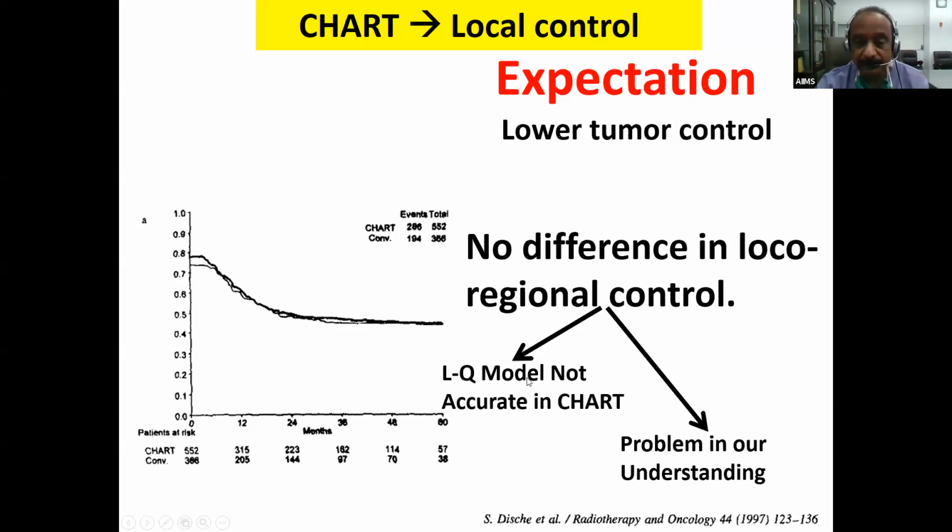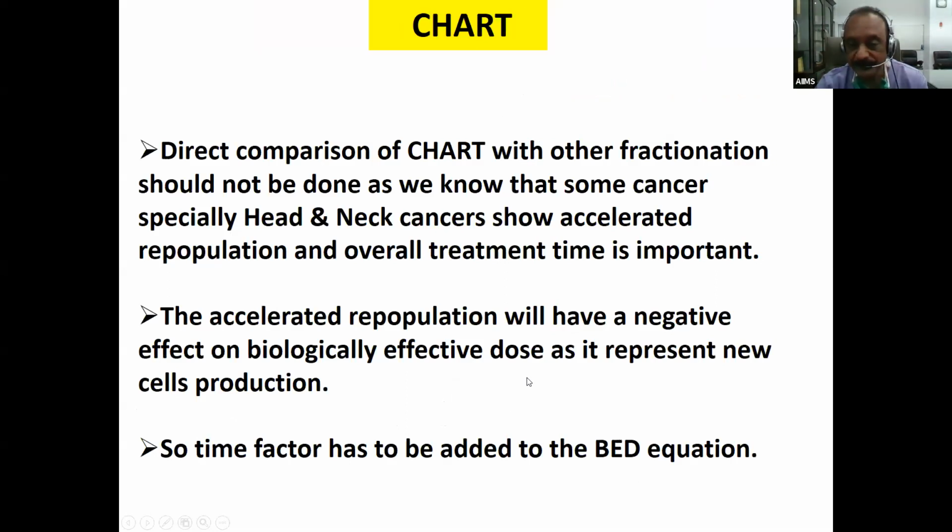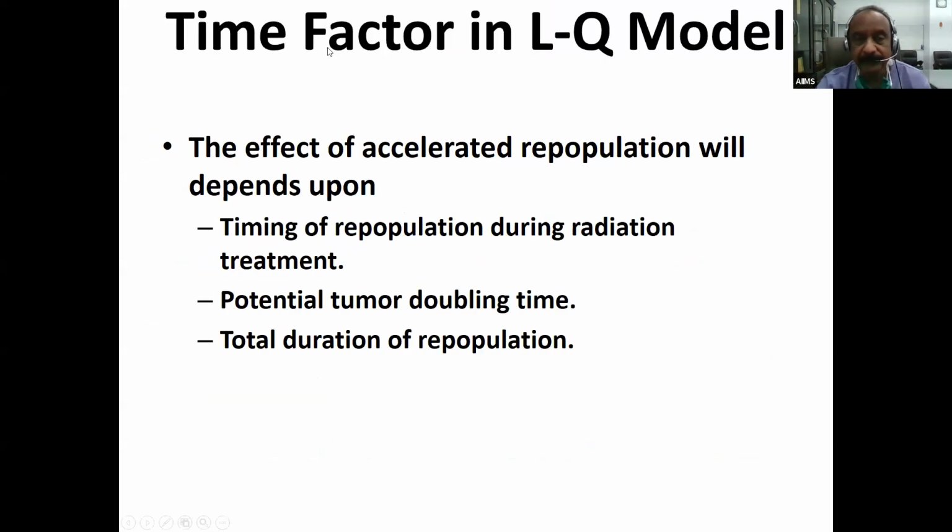So you cannot compare directly CHART, which is completed in 12 days' time, with a schedule which completes in 6 weeks' time. You cannot compare unless you incorporate a time factor in the linear quadratic model. So we need to incorporate a time factor in the linear quadratic model, and this time factor will depend upon many factors like timing of repopulation during radiation treatment, potential tumor doubling time, and total duration of repopulation.